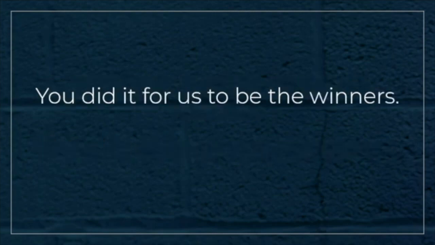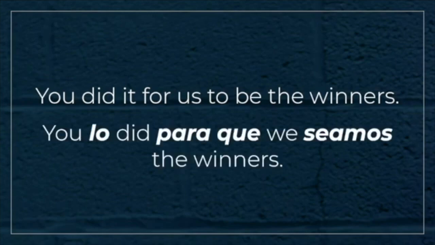Next one. You did it for us to be the winners. So this sentence structure doesn't really work in Spanish. You're doing it, but the intention is for us. So we're going to use para que, and then we'll have a subjunctive after that. You lo did para que we seamos the winners.